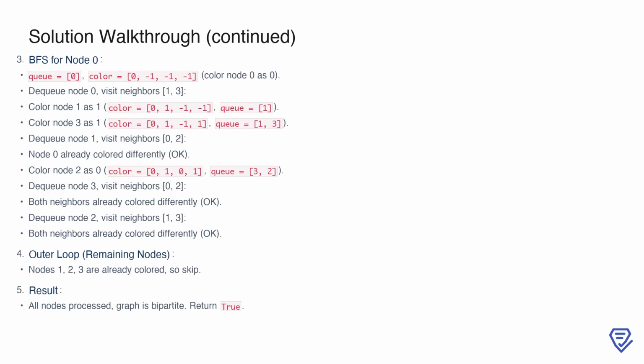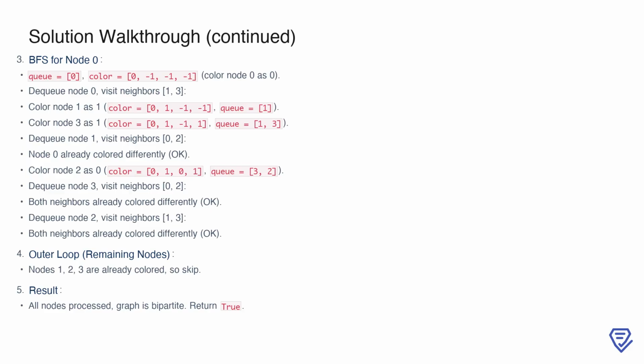In the BFS for node 0, we initialize the queue with 0, and color node 0 as 0, updating the color array to 0, -1, -1, -1. When we dequeue node 0 and visit its neighbors, nodes 1 and 3, we color them as 1, resulting in color equals 0, 1, -1, 1, and updating the queue to 1, 3.